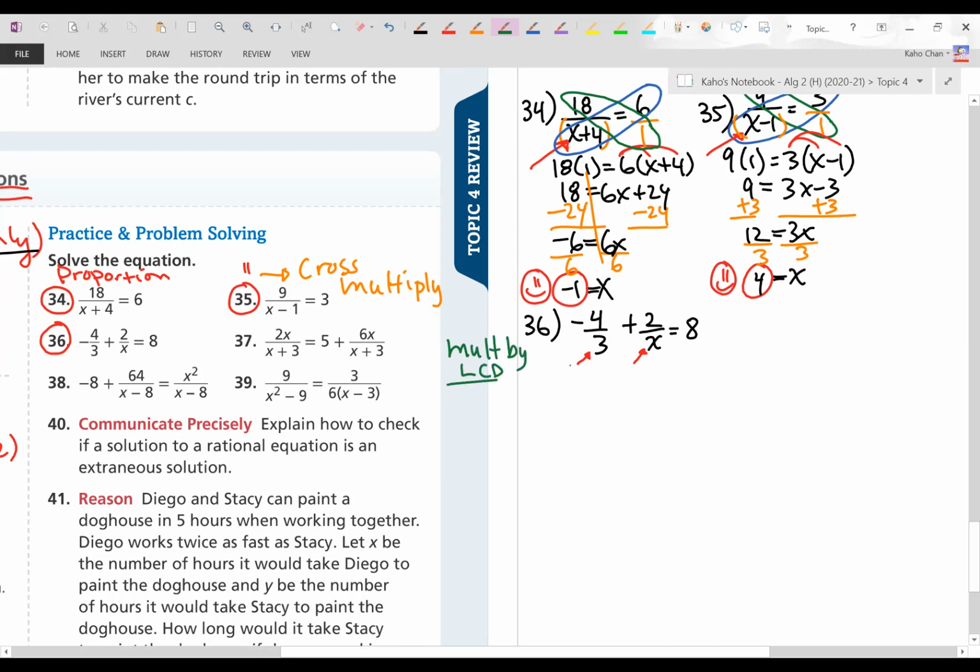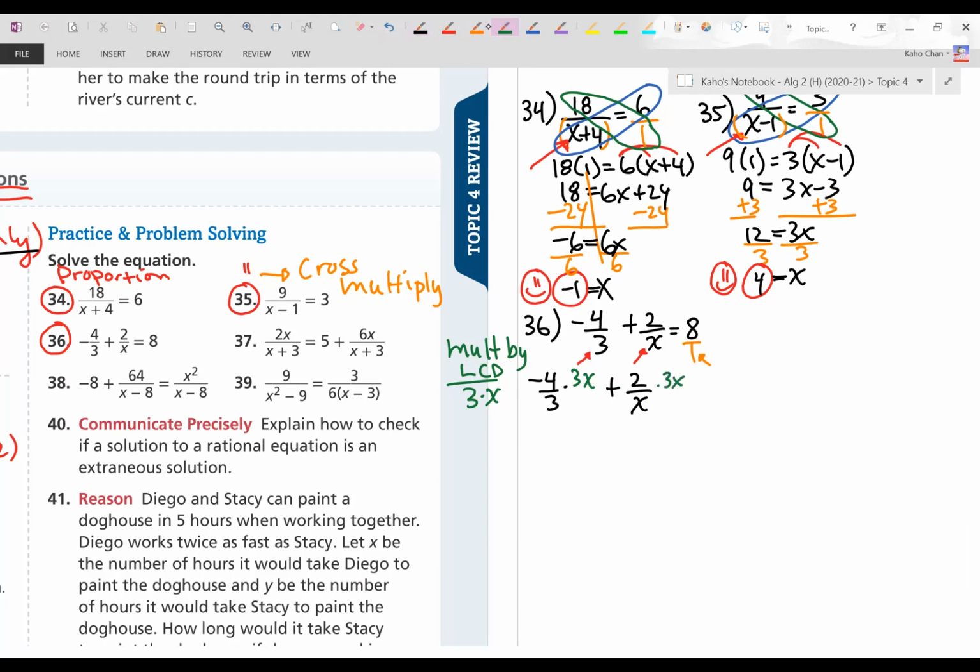Let's see what that LCD is, okay? That 8 is over 1, by the way. Yay. We have a 3 and an x and a 1 for our denominators. Nothing is common. That means my LCD is all 3 of those things. I mean, I don't have to put the 1 there, okay? Multiply every term by 3x. Watch what I'm going to do. Negative 4 over 3 times 3x in the numerator only. Second one, plus 2 over x times the LCD 3x.